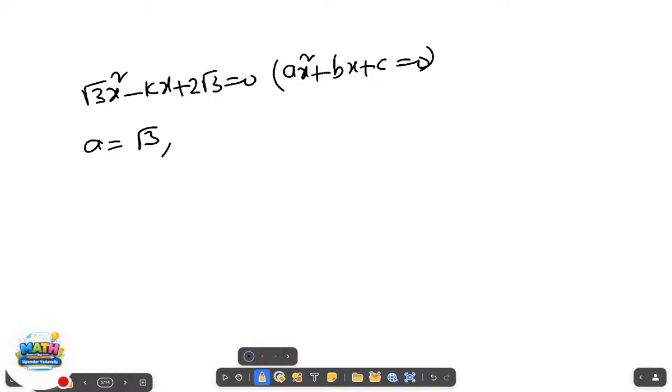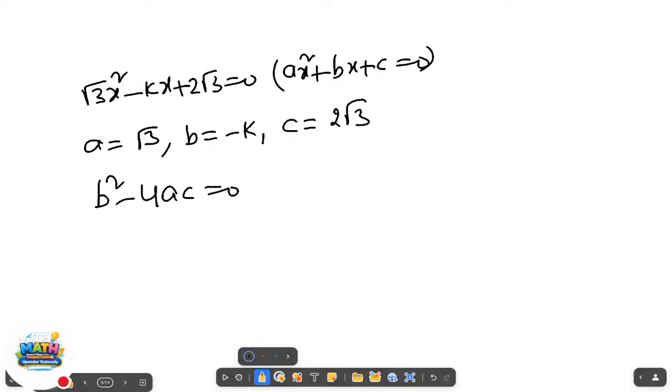So what is the condition? Let's compare with the general quadratic equation, ax square plus bx plus c equals 0. Here a, the coefficient of x square, is root 3, b, the coefficient of x, is minus k, and c, the constant term, is 2 root 3. So what is the discriminant for two equal real roots? b square minus 4ac equals 0. This is the condition for having equal real roots.